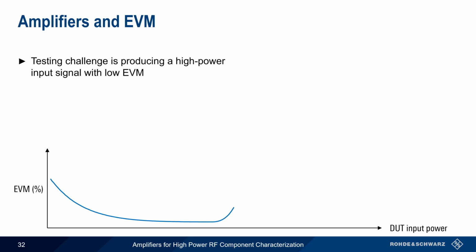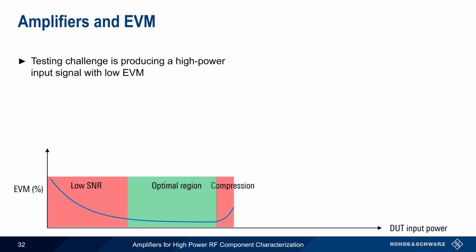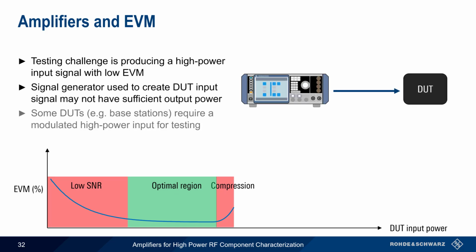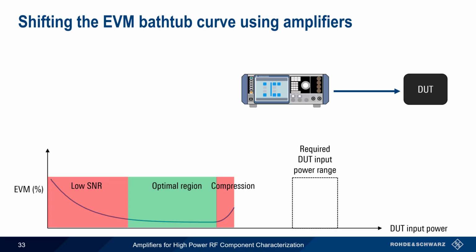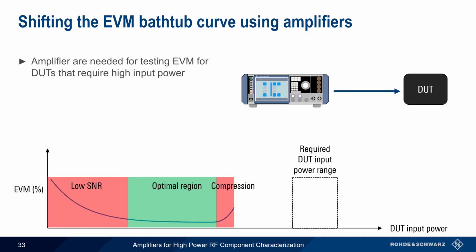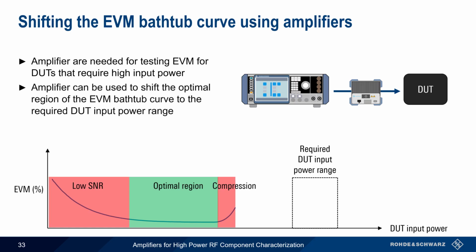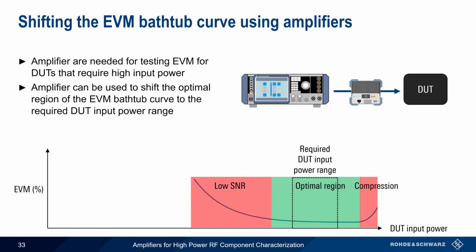Often EVM is shown in the form of a bathtub curve with three distinct regions: an area where EVM is poor because of low signal-to-noise ratio, a region where optimal EVM can be obtained, and a region where EVM increases due to compression. The vector signal generators used to create the modulated signals needed for EVM testing may not have a sufficiently large optimal region for testing DUTs which require a large input power, such as cellular base stations. Amplifiers are therefore necessary when testing EVM for devices which require high input power. By placing an amplifier between the vector signal generator and the device under test, the EVM bathtub curve can be effectively shifted in order to provide optimal EVM performance over the required input power range of the device under test.